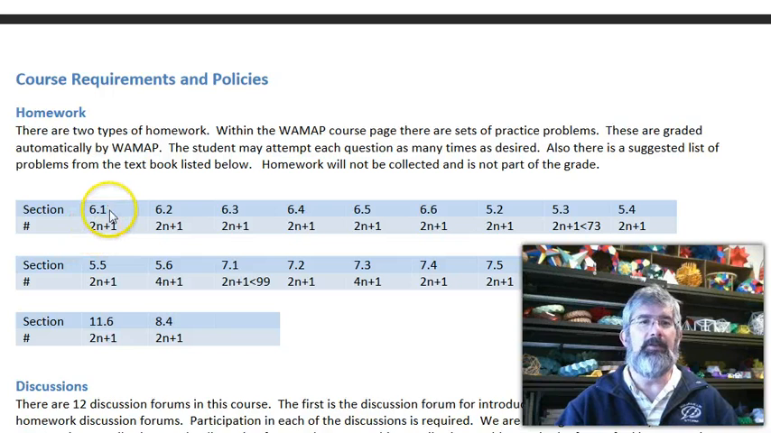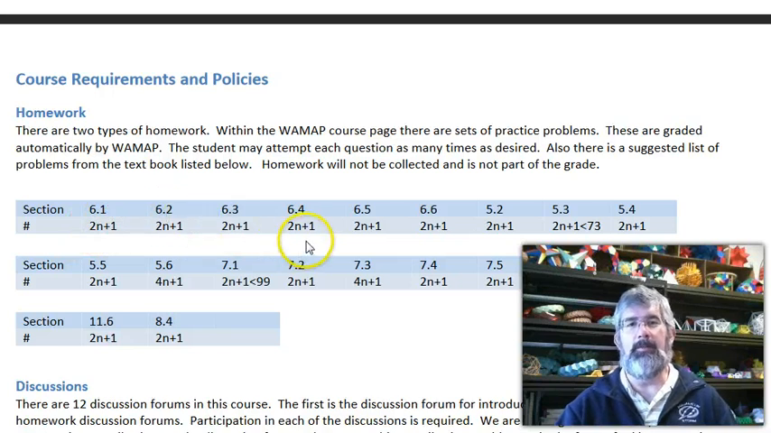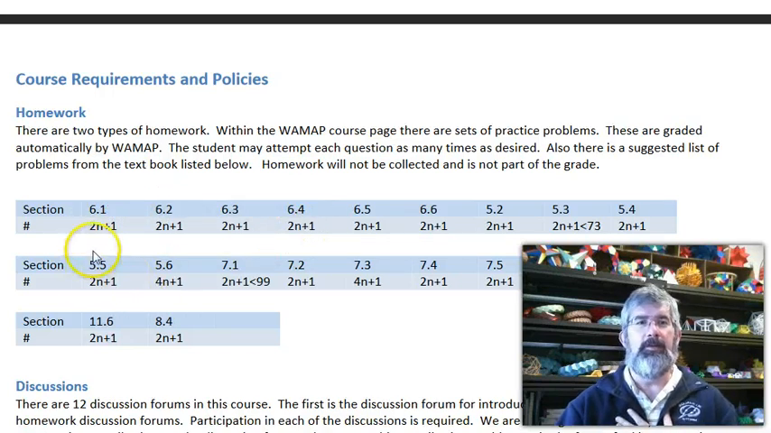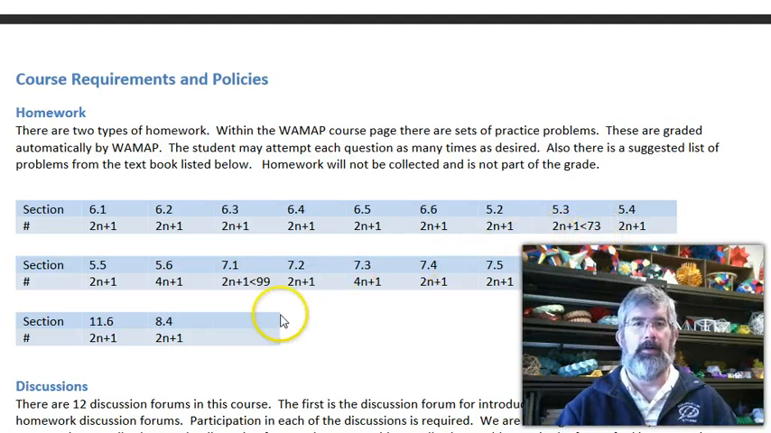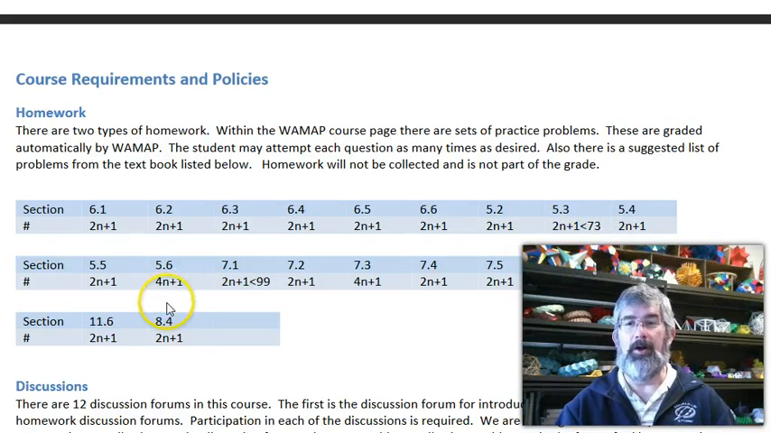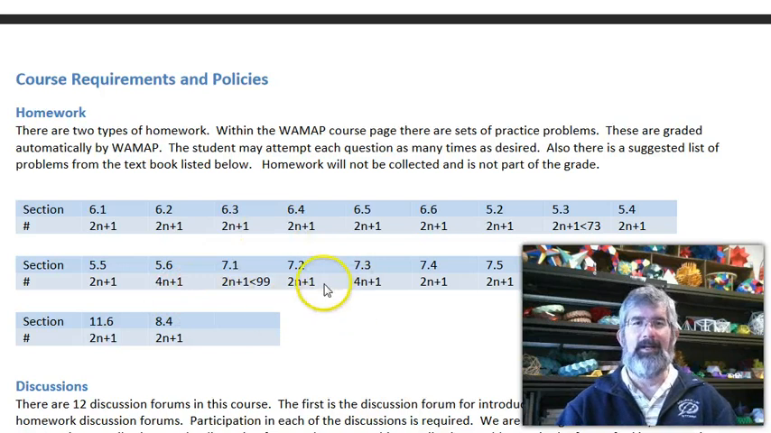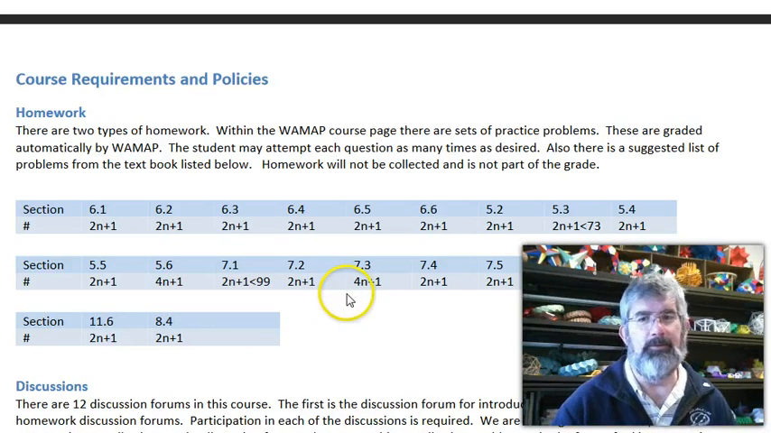This list here gives, for each section, the homework problems I think you should do. This is sequence notation, so n is an integer. If n is an integer, then 2n would be an even integer, and 2n plus 1 would be an odd integer. So this is all the odds, stopping at number 71. 4n plus 1 would not be all of the odds, but every other odd, because it's one more than the multiples of 4, like 1, 5, 9, whatever. These are all sequence notations for which homework problems you should be working on.